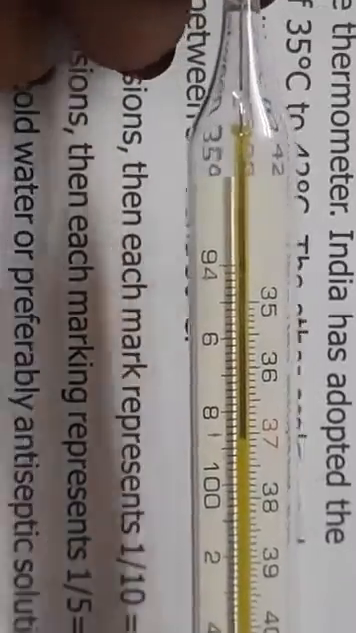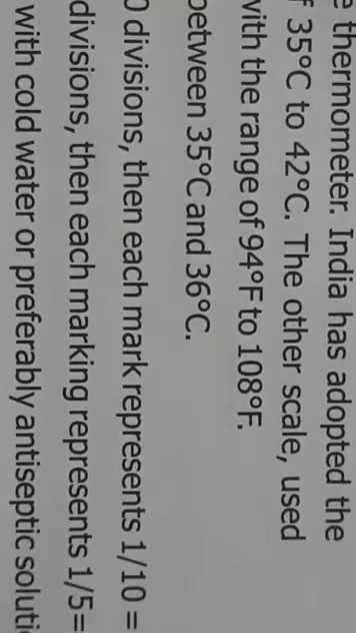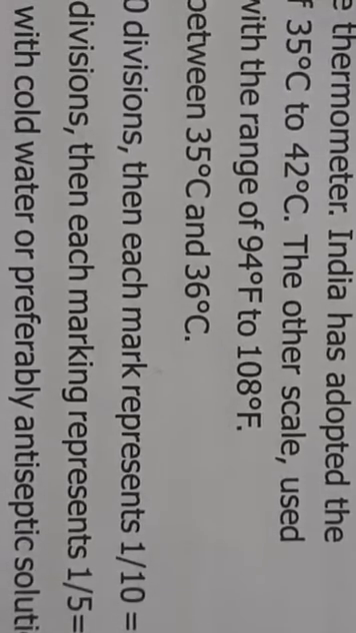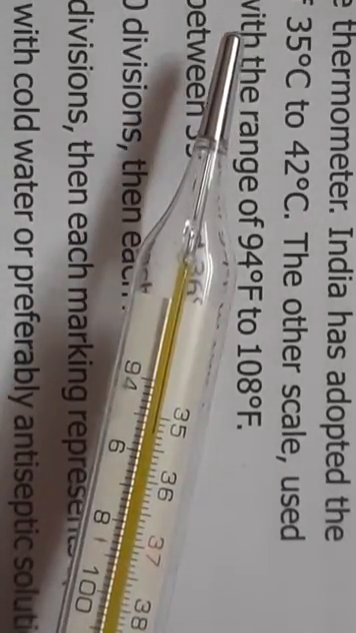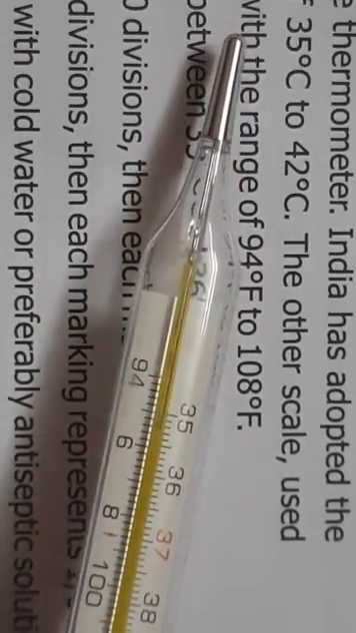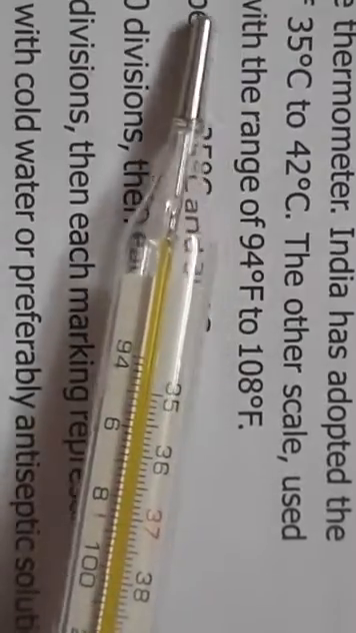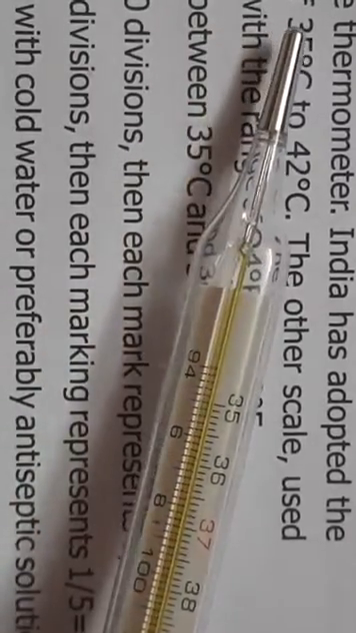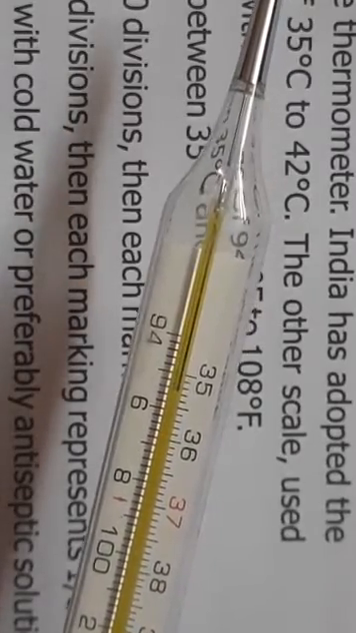So for that, what should you do? You should give a jerk. When you give a jerk, the mercury will go back. See, I gave the jerk. Now it has come back to 35 degrees Celsius. At first, you must have noticed that it had gone to my body temperature, 37 degrees Celsius. Now see, it has come back to 35, the mercury level.